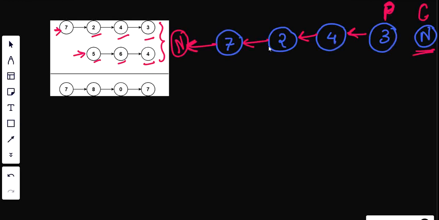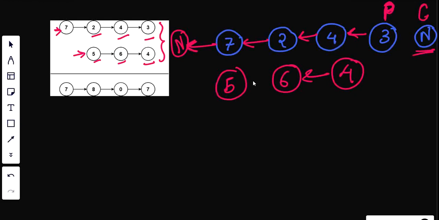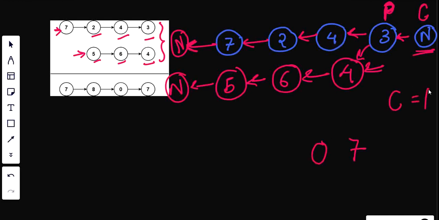So now we have already reversed this linked list, and let's say we did this as well, 5 6 4. So this is also reversed and pointing towards the null node, and this is the head. 3 is the new head of the first linked list. Now add these values. So 4 plus 3 will be 7, then 6 plus 4 will be 10, so 0 and carry will be 1.